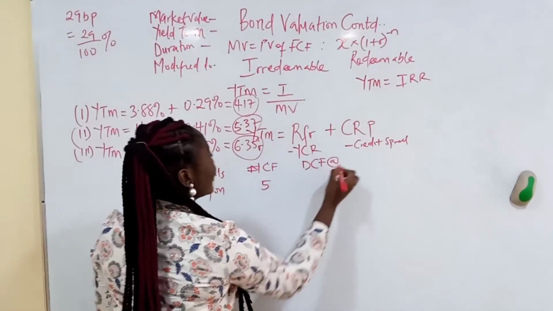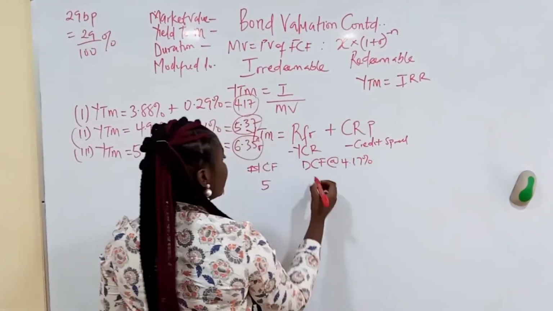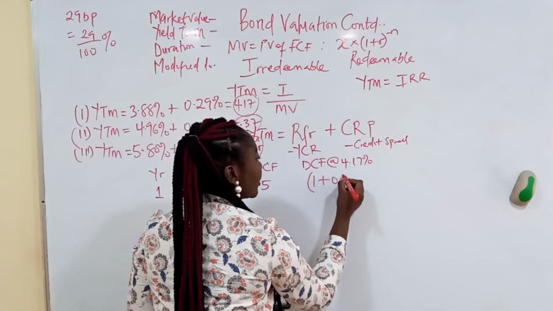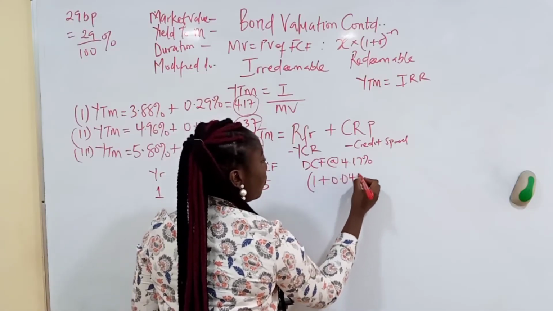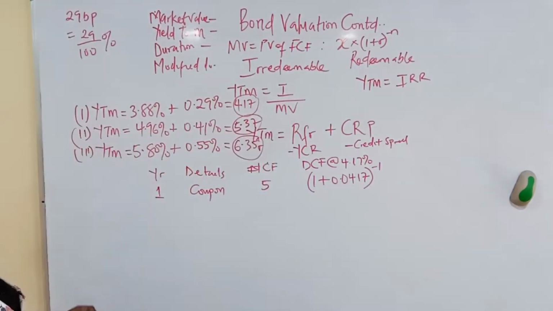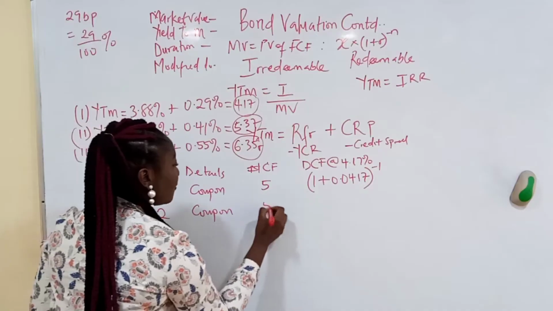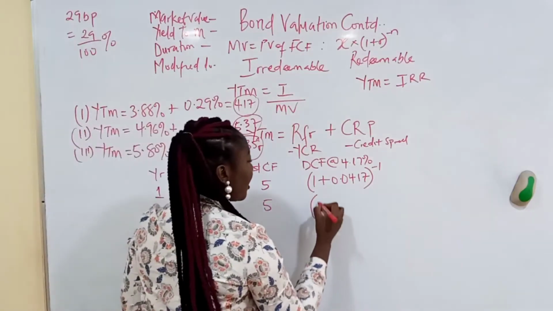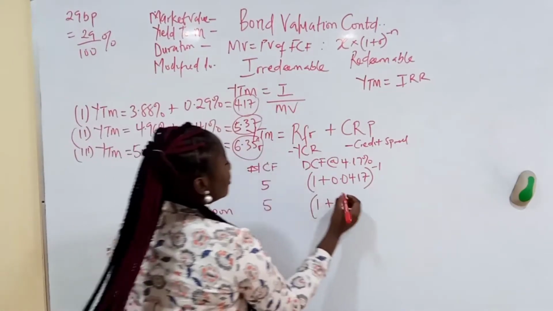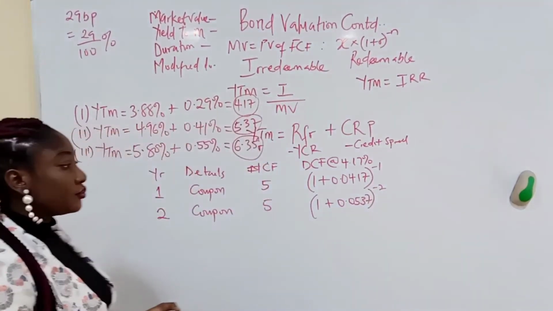So, in this year 1, you are multiplying by what? Discount factor at 4.17%. Okay, so that will be 1 plus 0.0417 raised to power minus 1. Does it make sense? So in year 2, your coupon will be what? 5. You multiply by 1 plus 0.0537 raised to power minus 2.